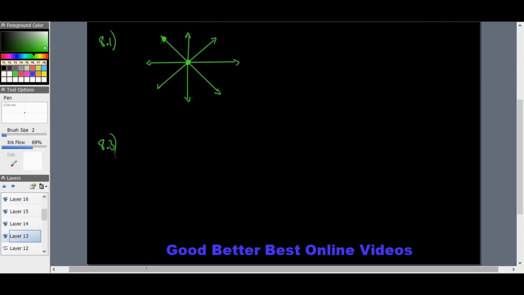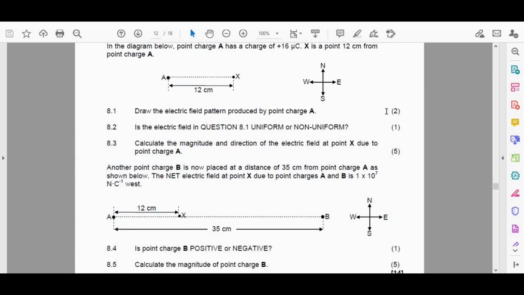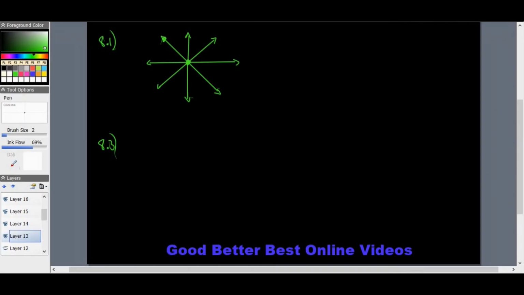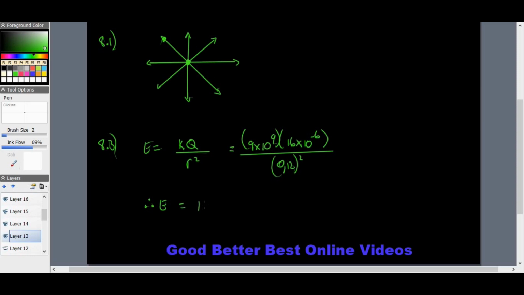Okay, 8.3 means calculate the magnitude and direction of the electric field at X due to point charge A. What we do is we say that E is equal to kQ over r squared, which is equal to 9 times 10 to the 9, times 16 times 10 to the negative 6 coulombs, 16 microcoulombs, over 12 centimeters, we need to convert to meters, so that's 0.12 squared. Therefore, E is going to equal 1 times 10 to the 7 newtons per coulomb.